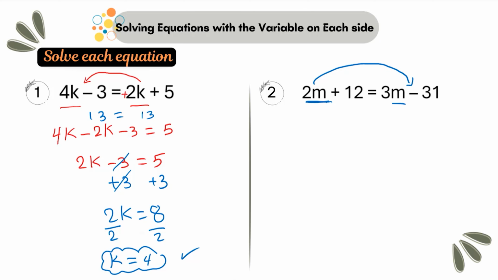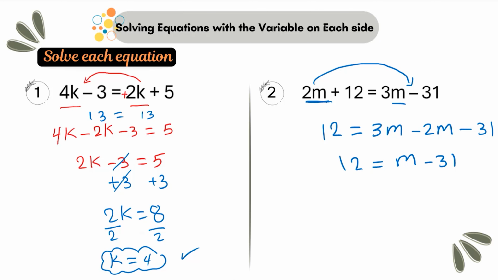Then 2m will be here as negative 2m. What about 12? It will be the same. 3m here stays the same, and we move 2m beside 3m as negative 2m. What about negative 31? We didn't do anything to it, so we write it the same. Now 3m minus 2m will be 1m. We can just write m minus 31. And on the other side, we have here 12.